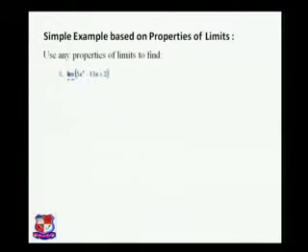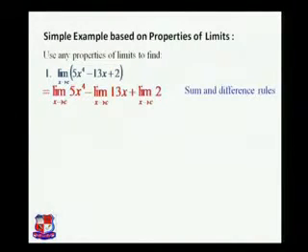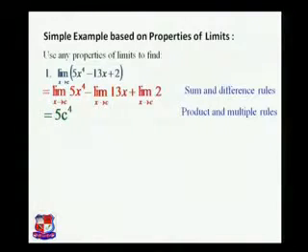So if we look at this example, limit x tends to c of 5x raised to 4 minus 13x plus 2. If we look at the rule of sum and difference, then we can write like this: first the limit of 5x raised to 4 minus limit of 13x plus limit of 2, and then if we look at the product and multiple rules, this will equal 5 is a constant and x tends to c, so 5c raised to 4 minus 13c plus 2.